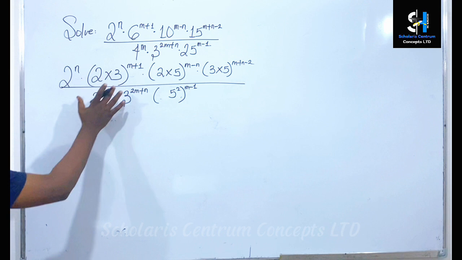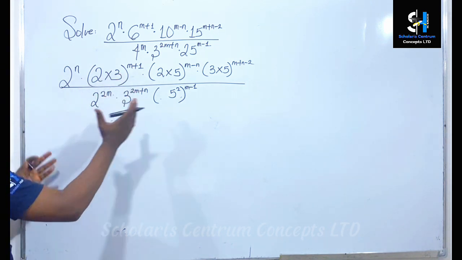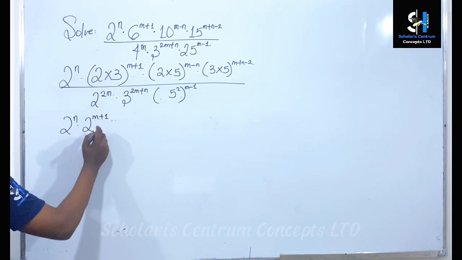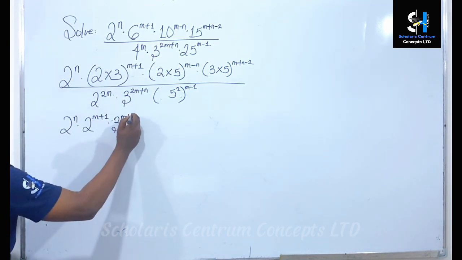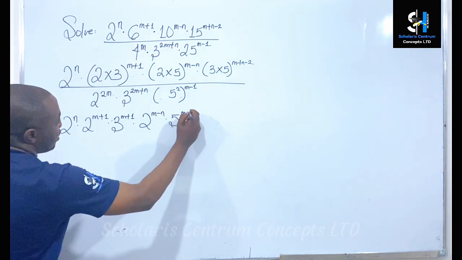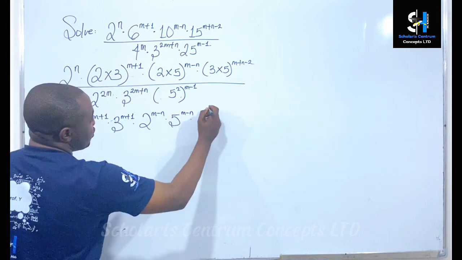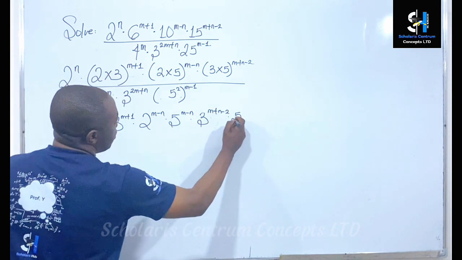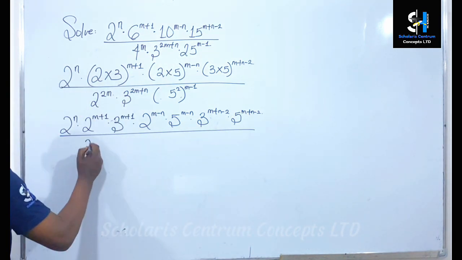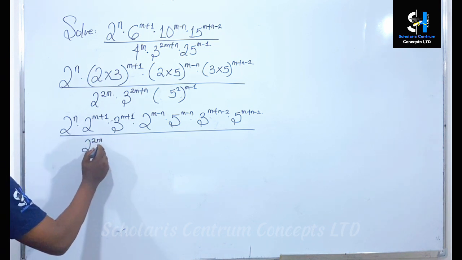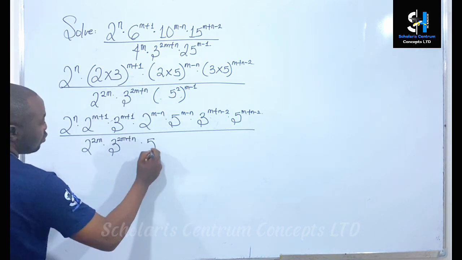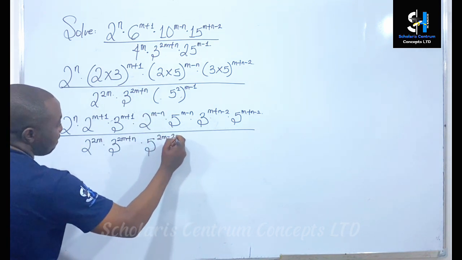All right. So now we can split this. This will be 2^n times 2^(n+1) multiplied by 3^(n+1) multiplied by 2^(n-n) multiplied by 5^(n-n) multiplied by 3^(n+n-2) multiplied by 5^(n+n-2), all over 2^(2m) multiplied by 3^(2m+n), while this will be multiplied by 5^(2n-2).